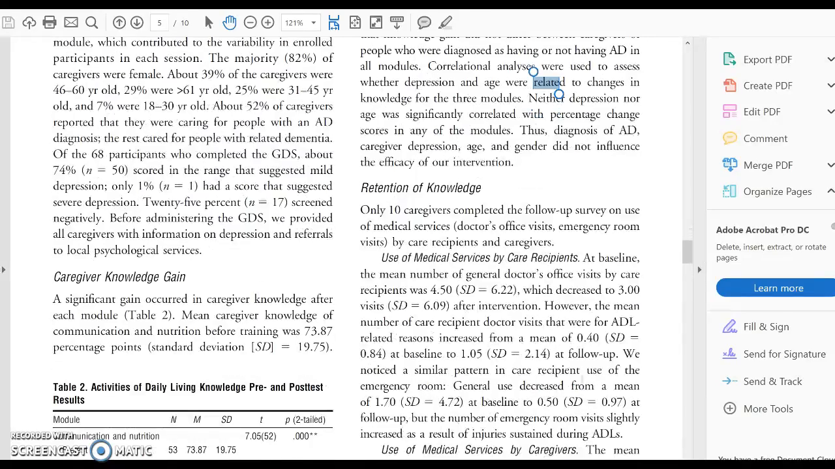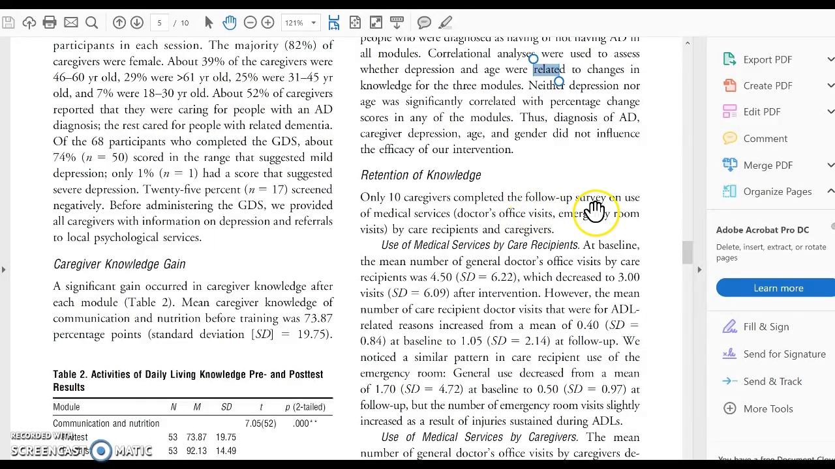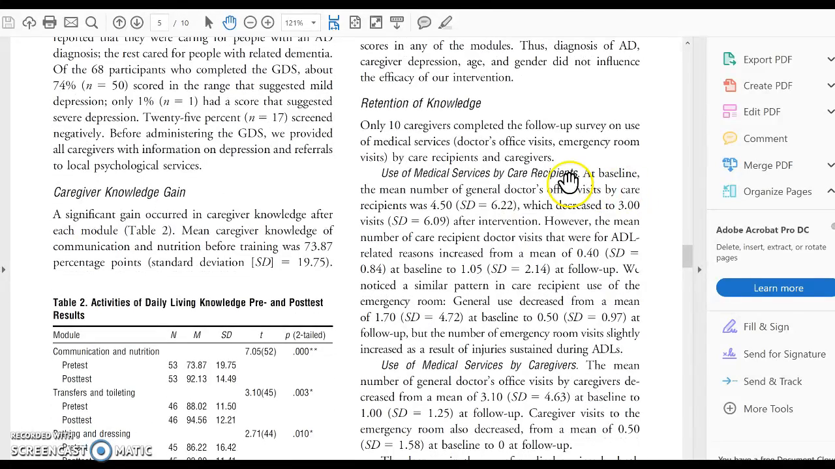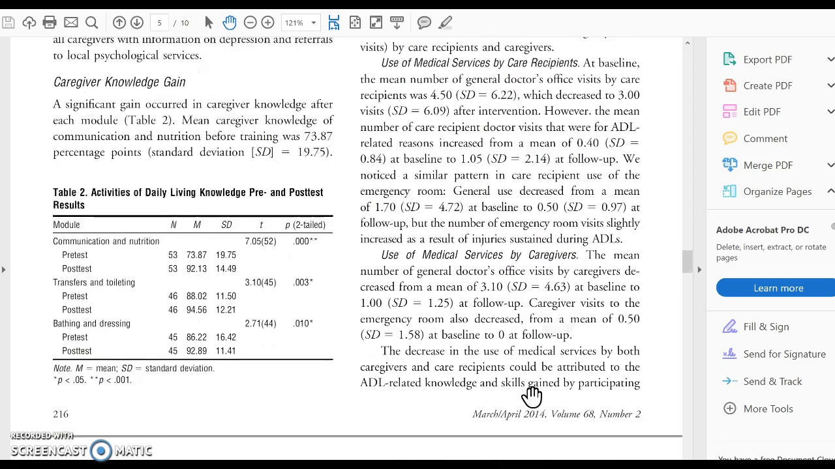Now let's look at retention of knowledge. Only 10 caregivers completed the follow-up survey on use of medical services. Okay, and then here they go on to give you, at baseline, the mean number of general doctor's office visits by care recipients were 4.50 with a standard deviation of 6.22, and that decreased after intervention. However, the mean number of care recipient doctor visits that were for ADL-related reasons increased from a mean of 0.40, standard deviation of 0.84 at baseline, to 1.05 at follow-up. Okay? So then they kind of go on to explain that. I think that for now is self-explanatory. And when we have our discussion, we're going to explain what all of this means. But for the time being, I'm pointing out what you're seeing.